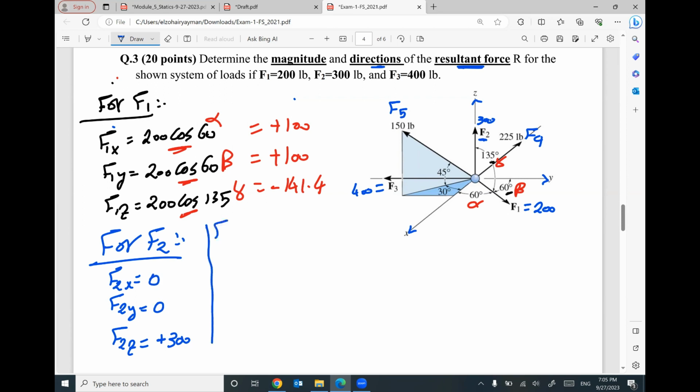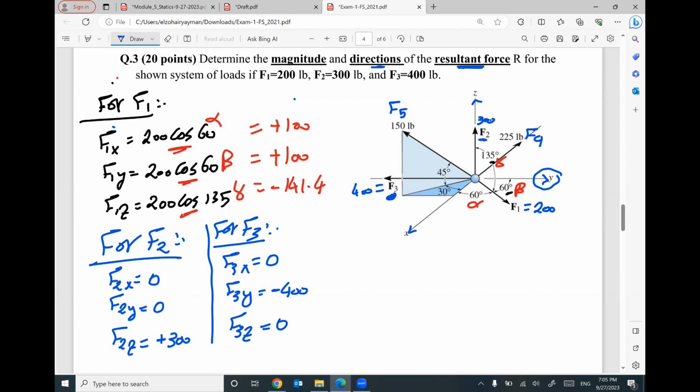For F3, where is F3? Here you go. This one. So what is the F3 in X? What is the F3 in Y? What is the F3 in Z? F3 is given in the negative direction for X. So it will be negative 400. I'm sorry, negative direction of Y. So we don't have an X component, we don't have a Z component.